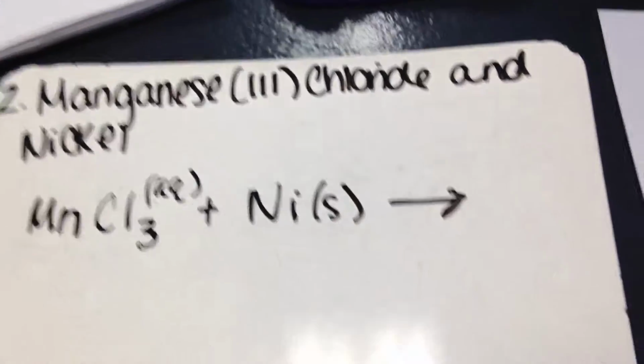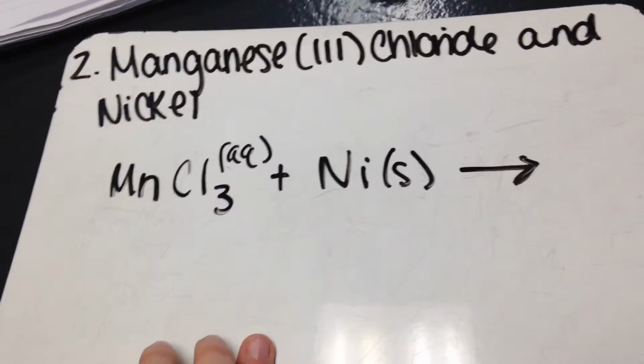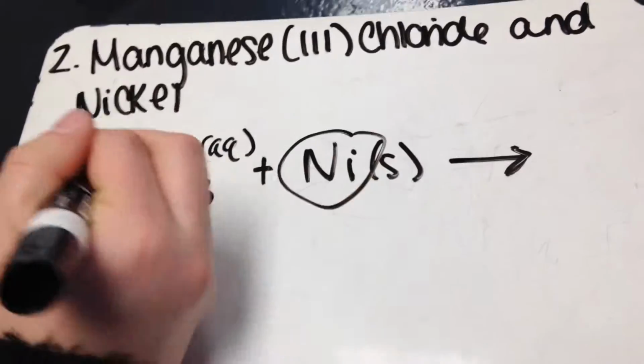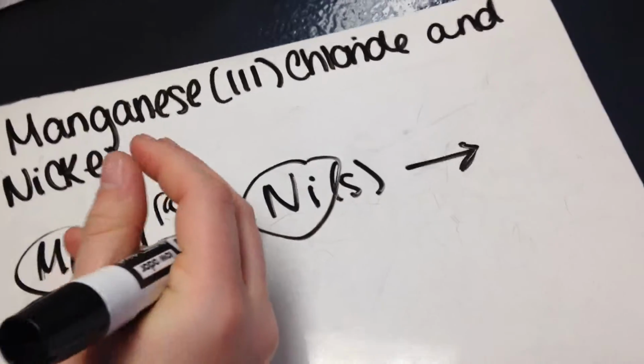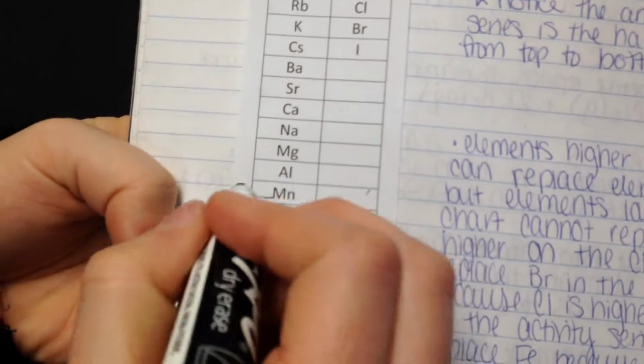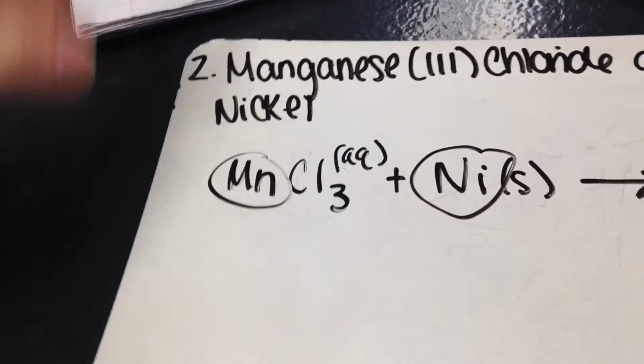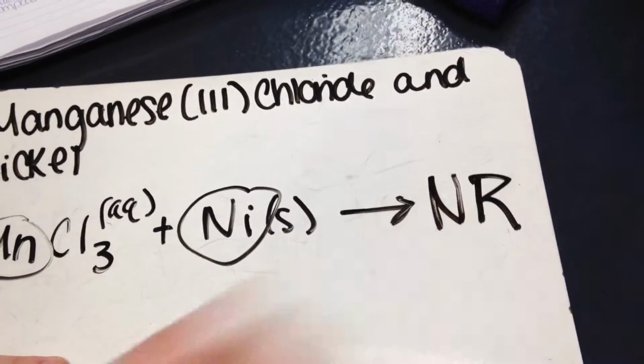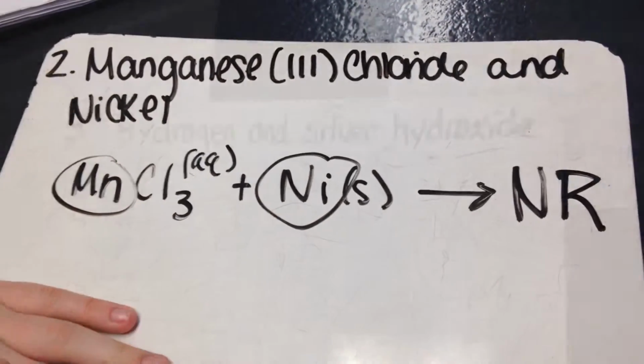Okay, so now it's time to check the activity series. We need to make sure that nickel is higher than manganese. But if we go and look at our activity series, manganese is higher than nickel, which means that this cannot be a reaction. So when this happens, you write NR, which means no reaction, and you're done.